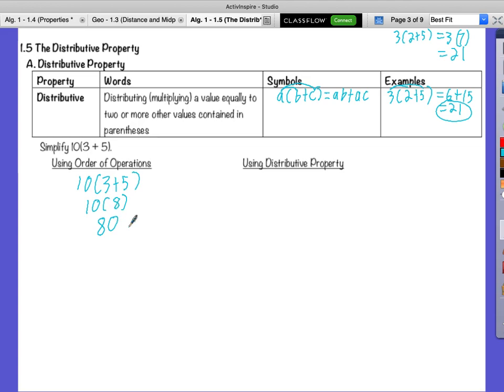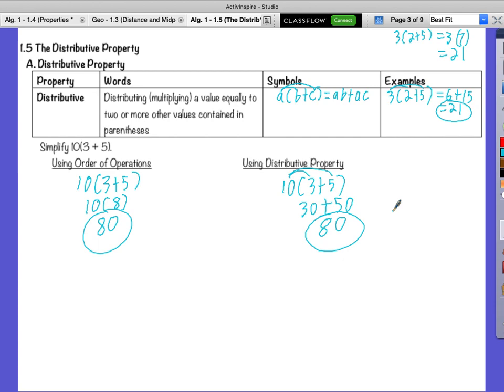Now let's practice doing that using our distributive property as well. 10 times (3 plus 5). According to our distributive property, yes, Dylan. What would you do? 10 times 3, which is 30, and then 10 times 5, which is 50. We distribute, and then I added those together and got 80. You still get 80. We get the same thing either way.